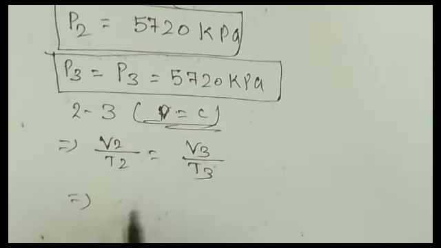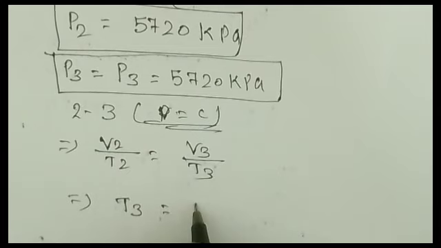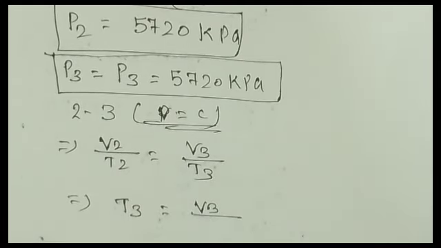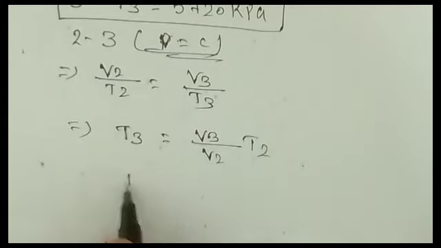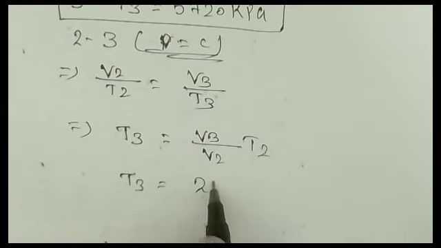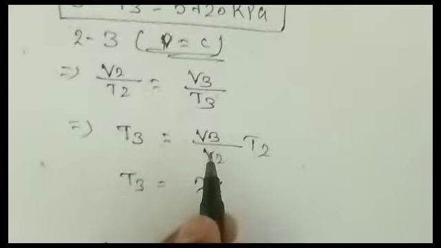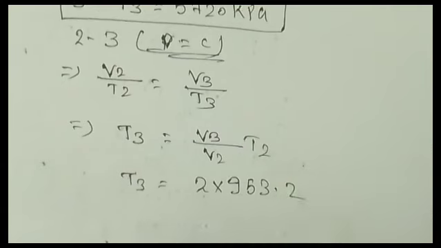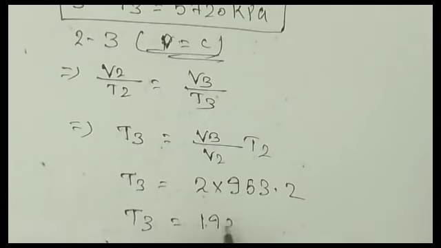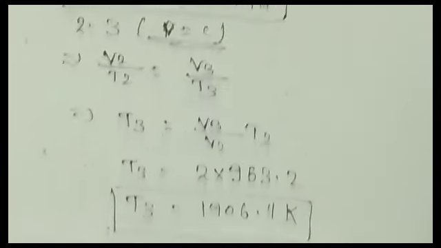Alright, so T3 we need to find, that is T3 is equal to V3 by V2 into T2. V3 by V2 is nothing but the cutoff ratio. So T3 is equal to 2 into T2. T2 is 953.2, right? So 953.2 into 2 is equal to T3, that is 1906.4 Kelvin. So at point 2 and 3 we got the pressure and temperature.